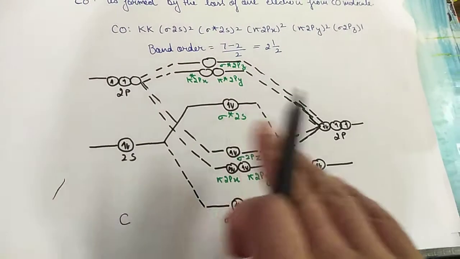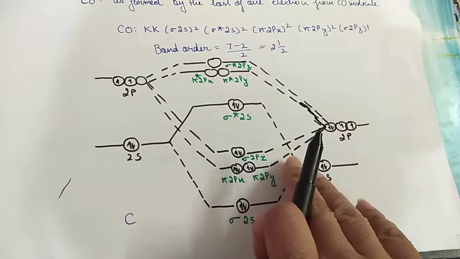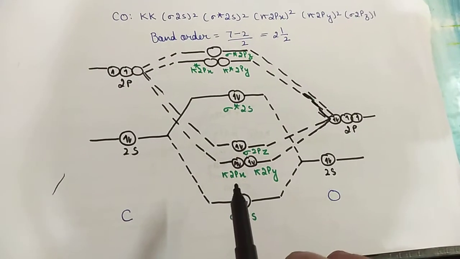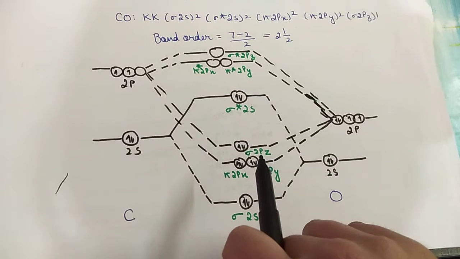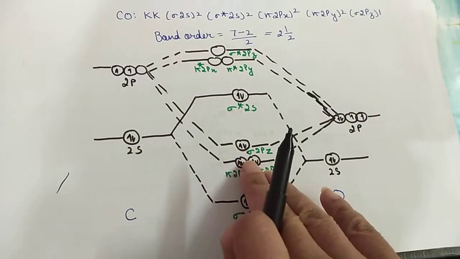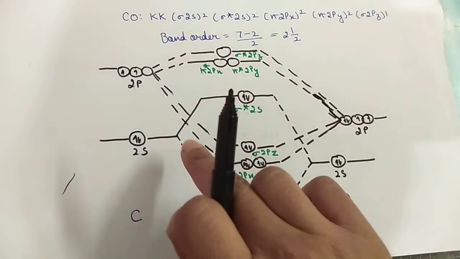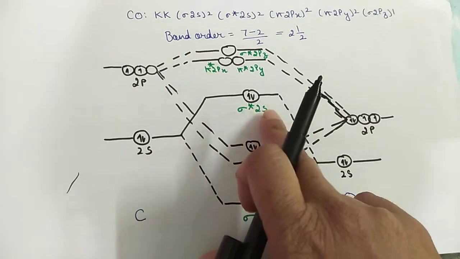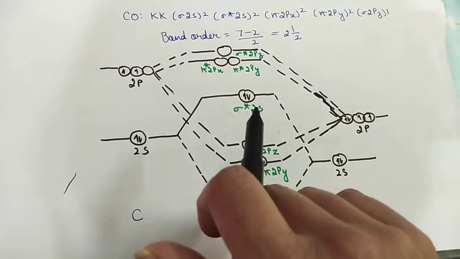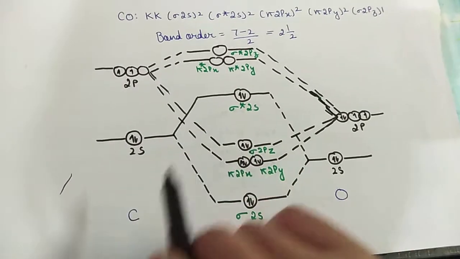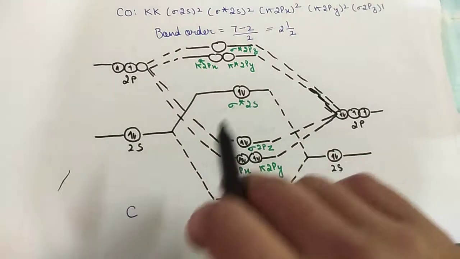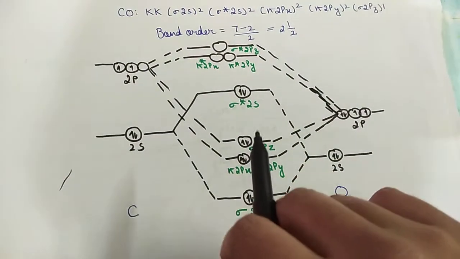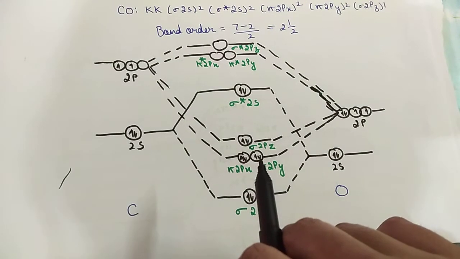Then there is intermixing of these orbitals. So here what happens, pi 2px, pi 2py and sigma 2pz become lower in energy as compared to sigma star 2s, which is the anti-bonding molecular orbital. Sigma star 2s anti-bonding molecular orbital becomes higher in energy. This is the only change. So we will fill the molecular orbitals, and in the anti-bonding orbitals nothing will be filled here. So this is how we will fill the molecular orbitals.